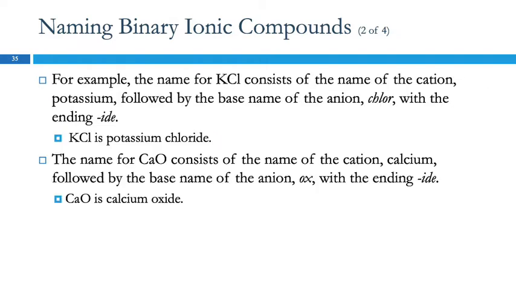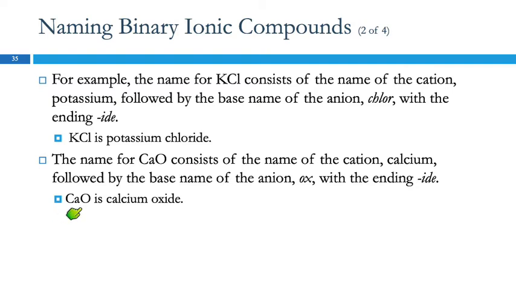So if we look at KCl, potassium is in group 1A, so it doesn't need a Roman numeral. So the name of that ion is just potassium. And chlorine, as a monatomic ion, changes the ending of its name to chloride, and so we have potassium chloride.